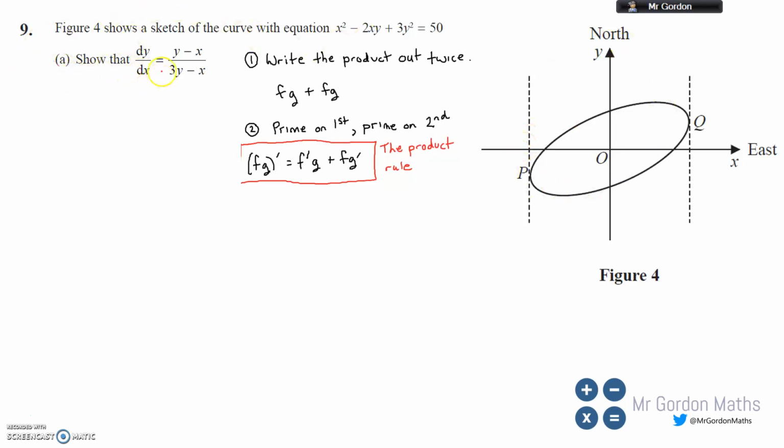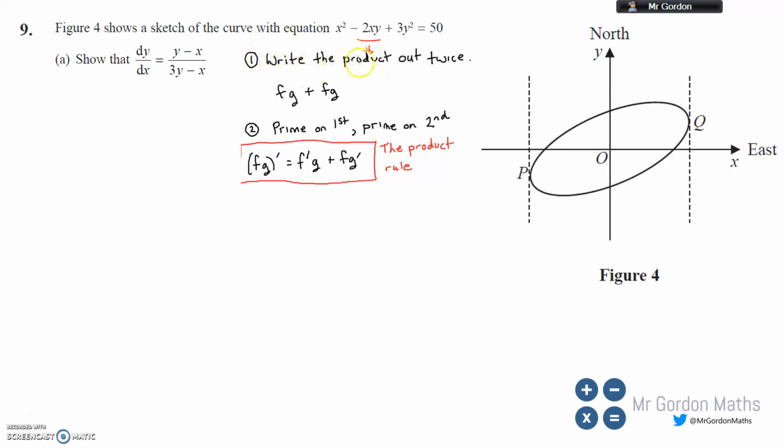Show that dy by dx equals this. So we've just got to differentiate this and then get this result. Great, it's a "show that" question. That's always handy. The red flag with this one is this term in the middle. This term in the middle is the product rule. You've got 2x times y, so you've got a product there, and we're going to have to use the product rule.